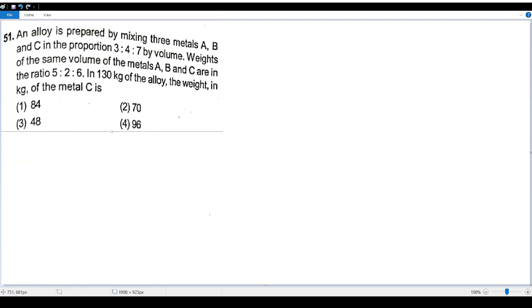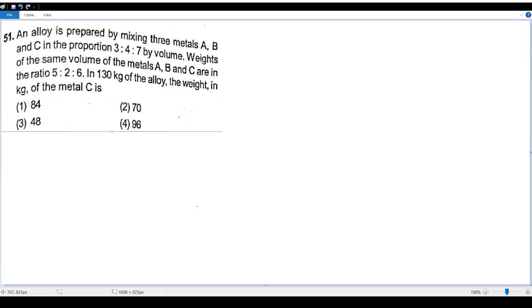Please try out this sum. An alloy is prepared by mixing three metals A, B, C in the proportion 3 is to 4 is to 7 by volume. Weights of the same volume of the metals A, B, C are in the ratio 5 is to 2 is to 6. In 130 kg of the alloy, what is the weight in kg of the metal C? Now, I am doing this sum. This is a typical sum. You can remember how to do this sum.